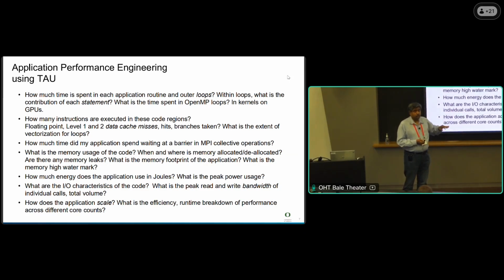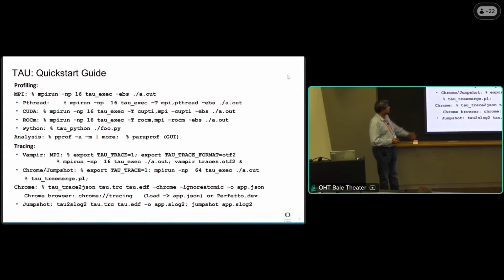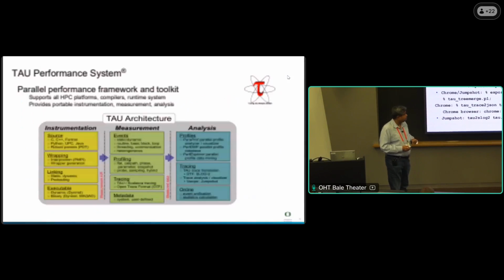If you see a timer called MPI collective sync, it means this is the time that was wasted, just plain out wasted in a barrier because it was stuck waiting for other processes to reach that barrier. It can show you memory information, even the high water mark, the energy usage, I/O, and how your application scales. This is just a quick start guide that shows you can just launch the code with tau_exec. You can set some environment variables to generate trace files, merge and convert trace files, and analyze the data.